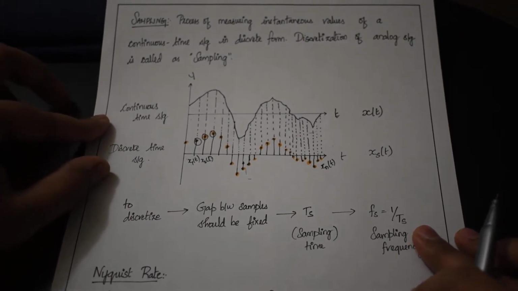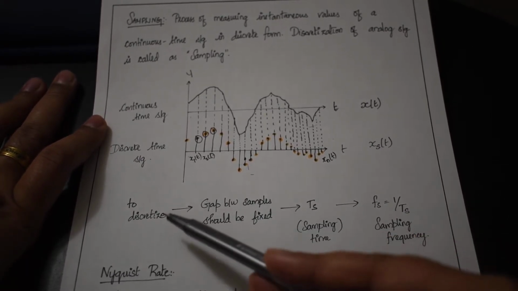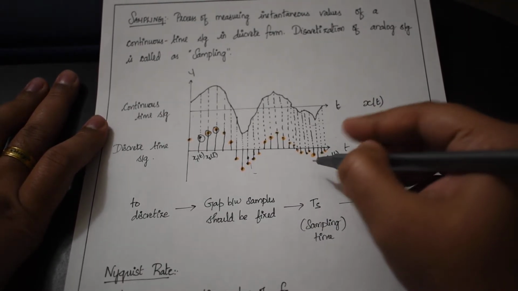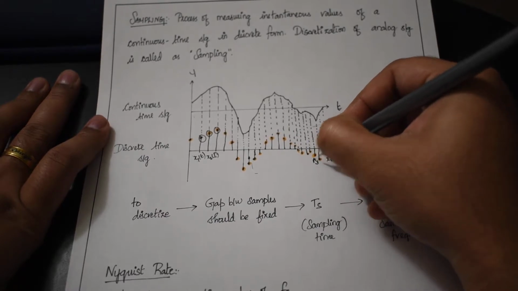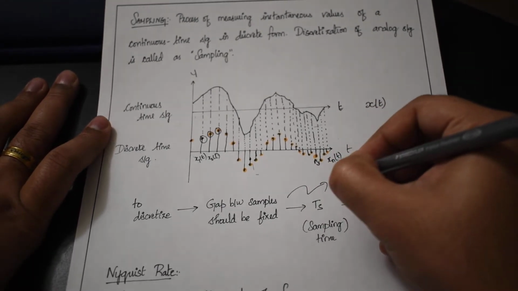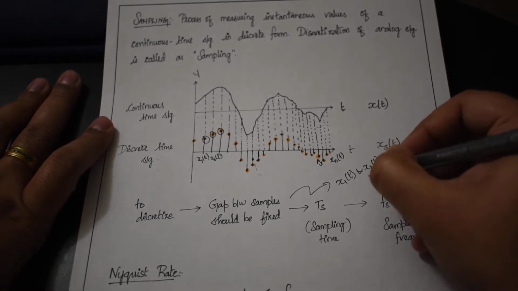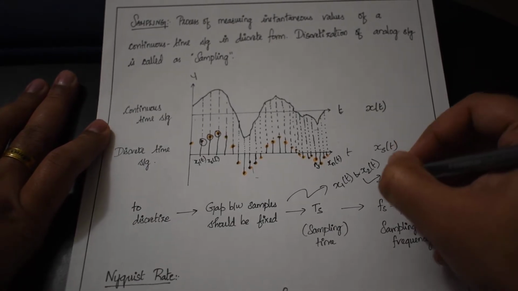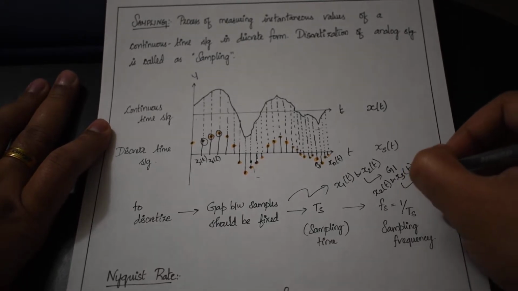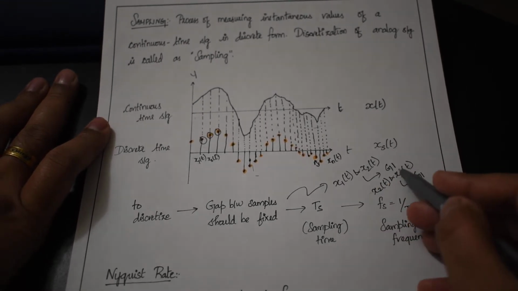So how do we discretize a signal, or how do we convert a continuous time signal into a discrete time signal? In order to discretize, we have to have a gap. If you see, there are gaps between the signals, and the gap between the signals should be fixed. Let's say x1 of t and x2 of t have a gap g1, so x2 of t and x3 of t should also have gap g1. The gap between the signals should be the same.